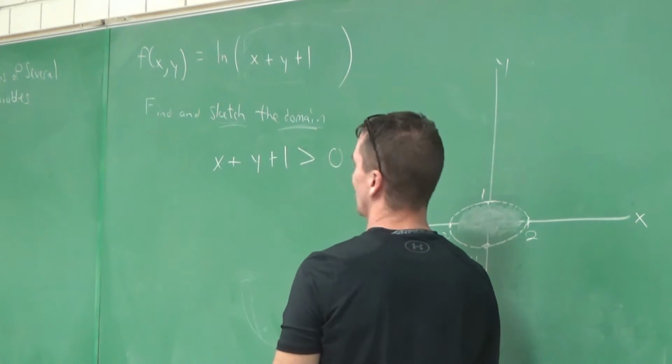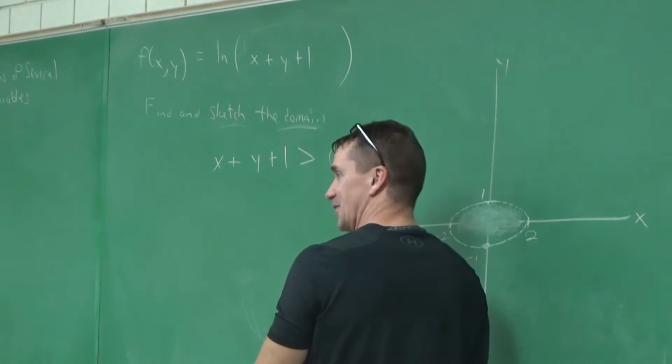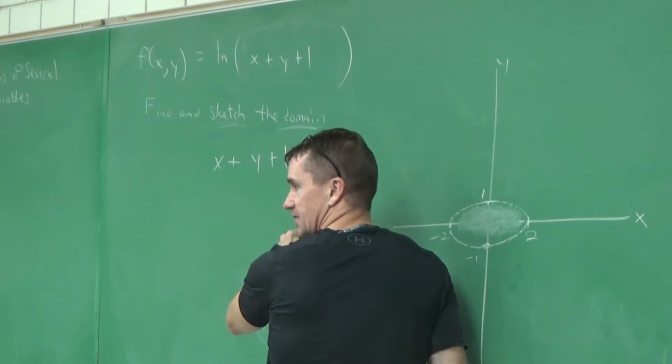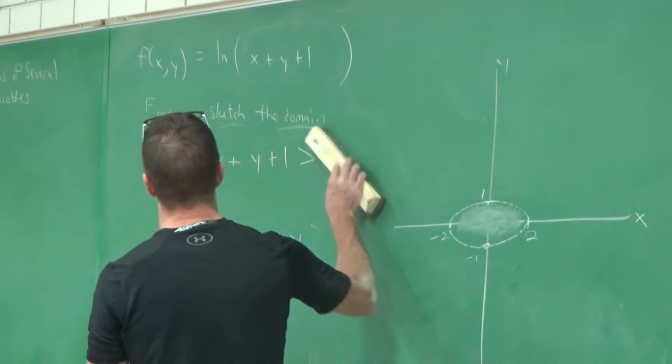That's not an ellipse. It's a line. And where do you shade? You shade above the line or under the line? It depends. If it's y greater than something, you shade above it. If it's y less than, you shade below it. True? Just make sure.